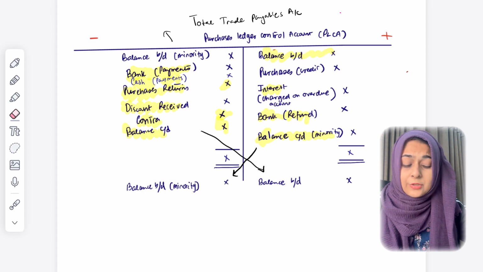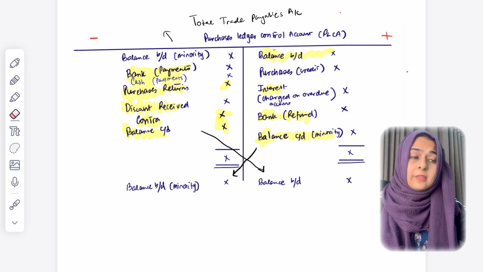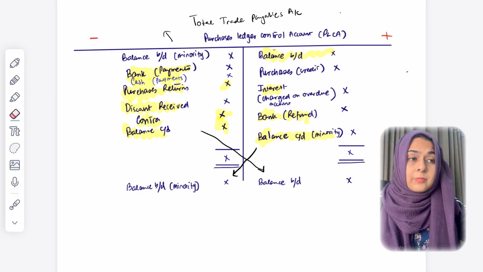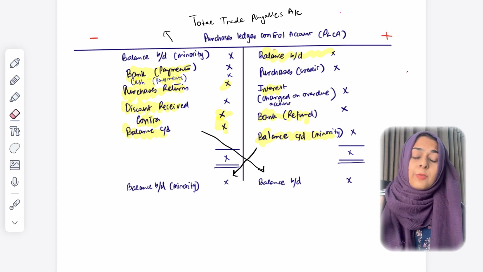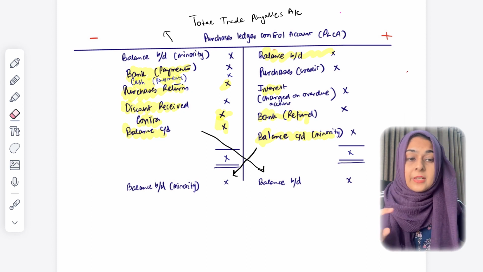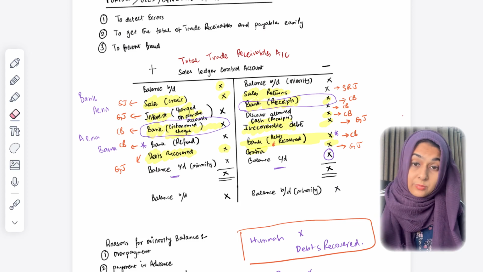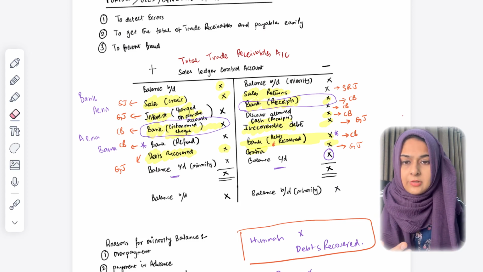What you need to know as part of theory is that the trade receivables ledger control account is the sales ledger control account, and the trade payables ledger control account is the purchases ledger control account. You make these with the information coming from the books of prime entry. There are 7 books of prime entry in accounting. One is the sales journal, the other is the sales returns journal, the third is the purchases journal, the fourth is the purchases returns journal, the fifth is the cash book, the sixth is the petty cash book, and the seventh is the general journal.